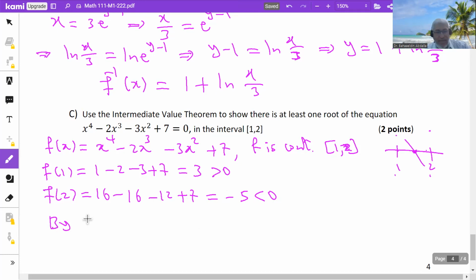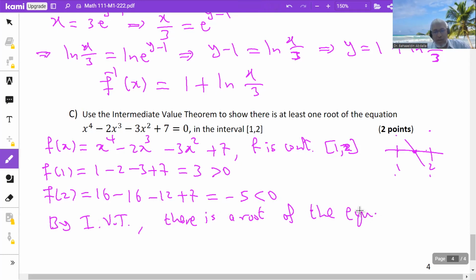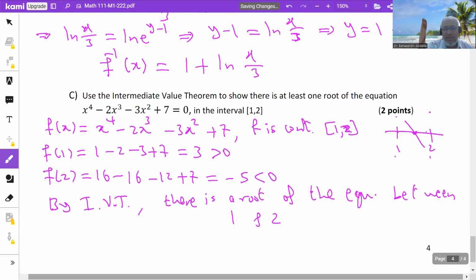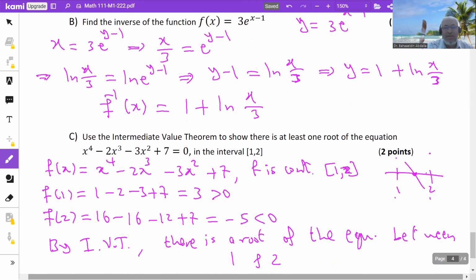So I can say that by the intermediate value theorem, there is a root of the equation between 1 and 2. And this would be the answer of this exam. I hope you enjoyed solving it with me.